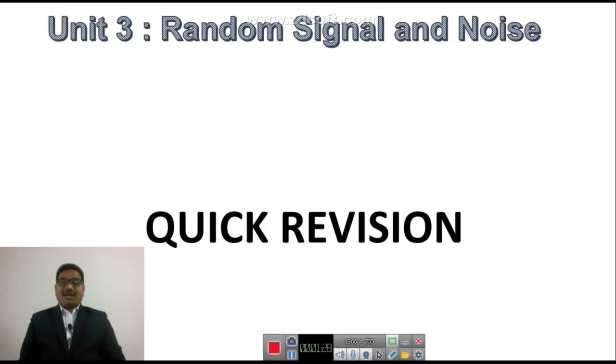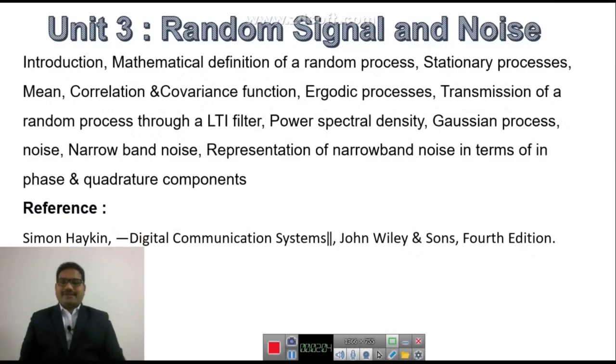After that, we have seen how digital data is converted into a digital signal, that is line codes. Then we have seen the characteristic properties of line codes, and types of line codes such as unipolar, polar, bipolar. Then we got the knowledge of intersymbol interference, scramblers, equalizers. So here it is your third unit, that is random signal and noise.